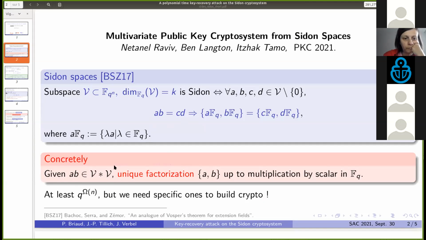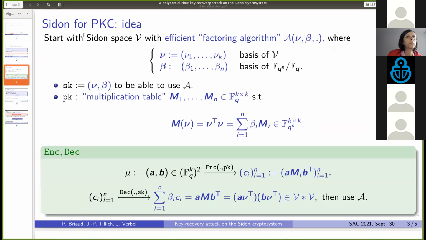If you start with a product ab which lies in the product space V times V, then this element corresponds to a unique pair (a, b) up to a multiplicative factor, because you can still replace this pair (a, b) by any pair of the form (a times x, b over x) if you take x which is non-zero in F_q. There are many subspaces of F_q^n that meet this property, but for the scheme, we need very specific ones, because the idea of the scheme is that the plaintext is a pair of elements in V, and the ciphertext is the product of these 2 elements.